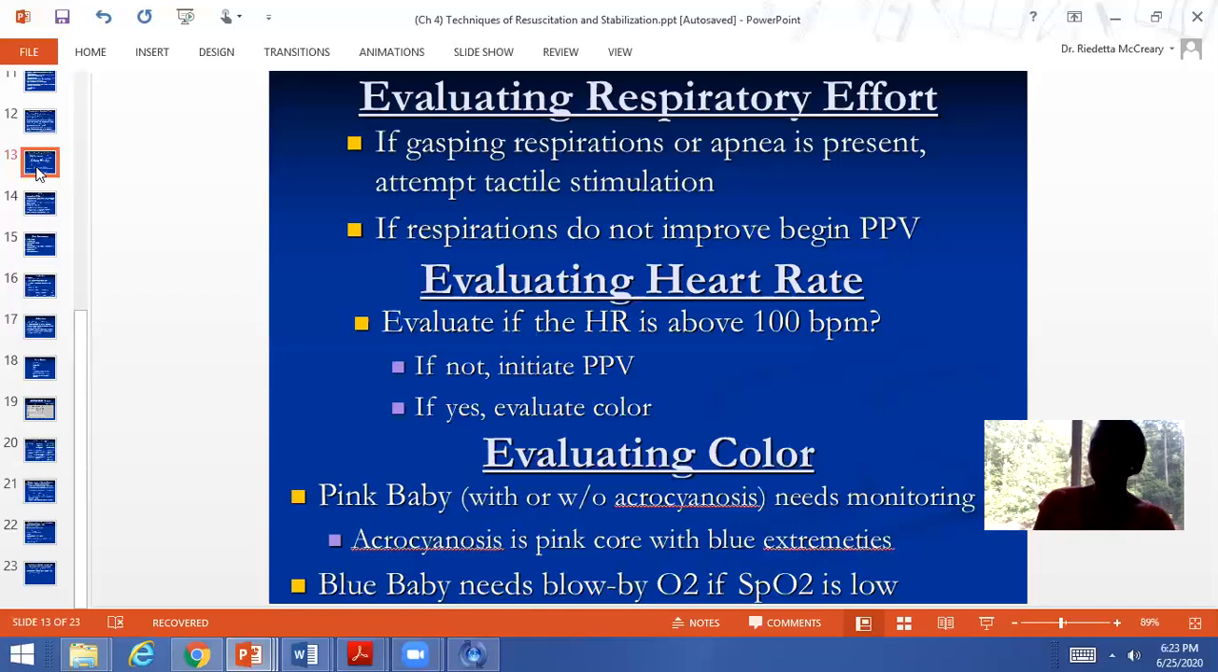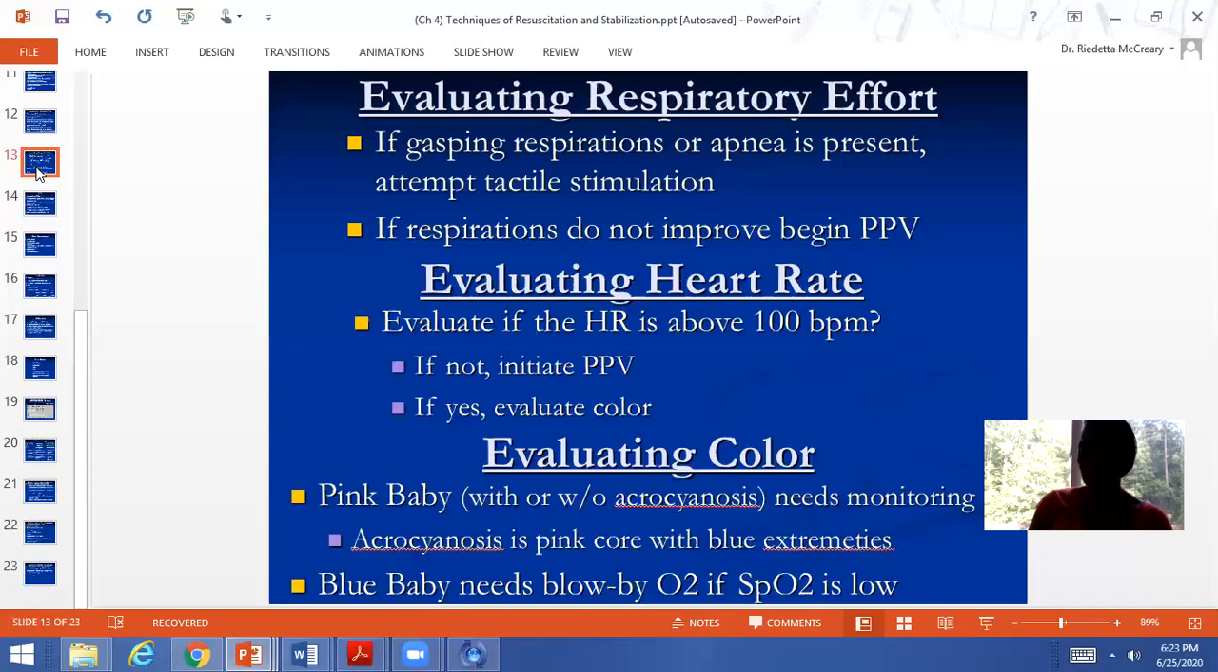So the first 30-second interval, we're checking heart rate. We're doing that on the umbilical stump. What we do is we feel for pulsations for 6 seconds. 10 times 6 seconds is 60 seconds, yes. So if we had 10 beats within that 6 seconds, we multiply that by 10, that's 100. So the heart rate would be at least 100.